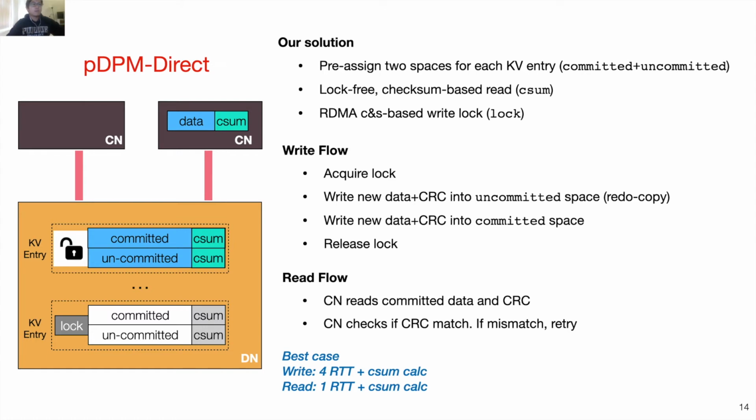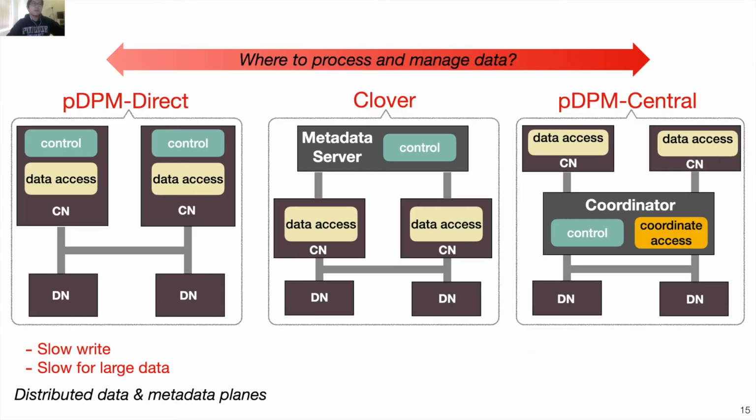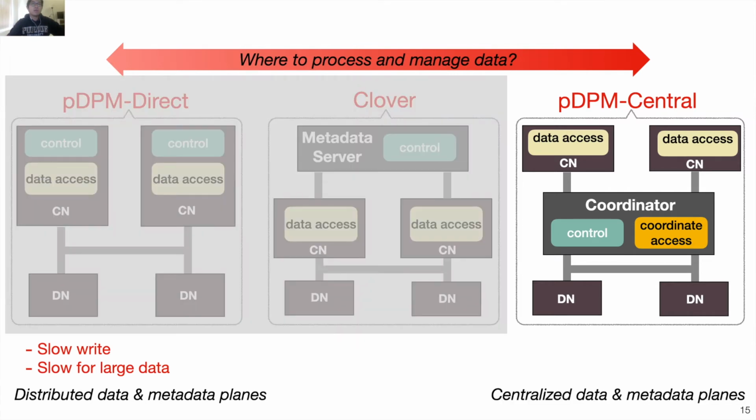There are several drawbacks of PDPN Direct. Writes are too slow. Reading and writing large data entries are slow because of checksum calculation time. And because of the write lock, it has poor scalability under heavy contention. PDPN Direct's shortcomings are due to its distributed data and control plane nature. In PDPN Central, we add a global coordinator to manage and serialize accesses. Let's see if this could help.